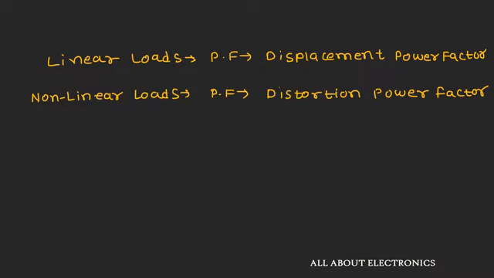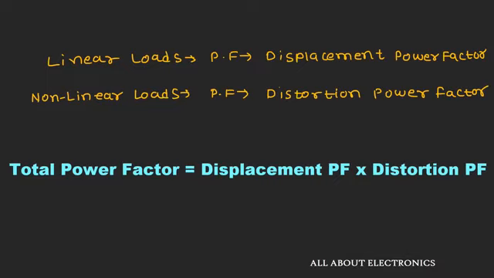But when we have non-linear loads, then in such case we also used to get harmonics of the current, that is a distortion in the waveform. So because of this, whatever degradation that we used to get in the power factor is known as the distortion power factor. So if you see the actual systems, in actual system we used to have both types of power factors, and the total power factor is the product of displacement as well as the distortion power factor.